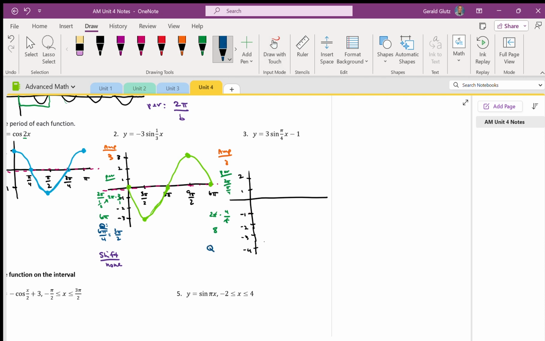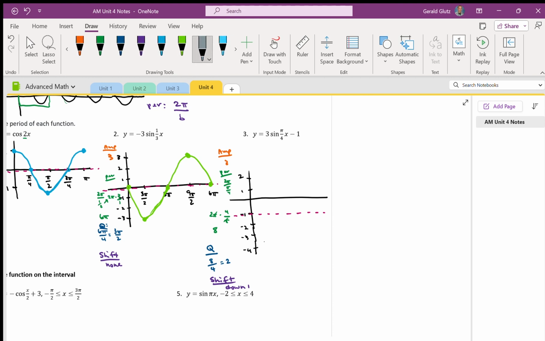Quarter sections, we take our period, divide by 4. So our quarter sections are going to be 2. So this time, no pi in our quarter sections. And then our shift is down 1. So our midline we know is going to be at -1 because it got shifted down 1.